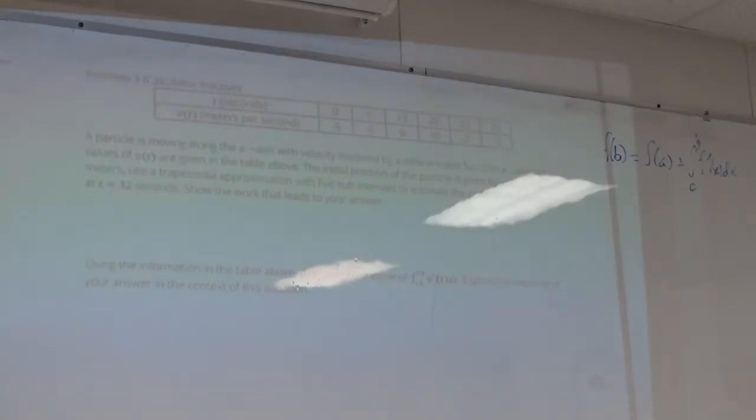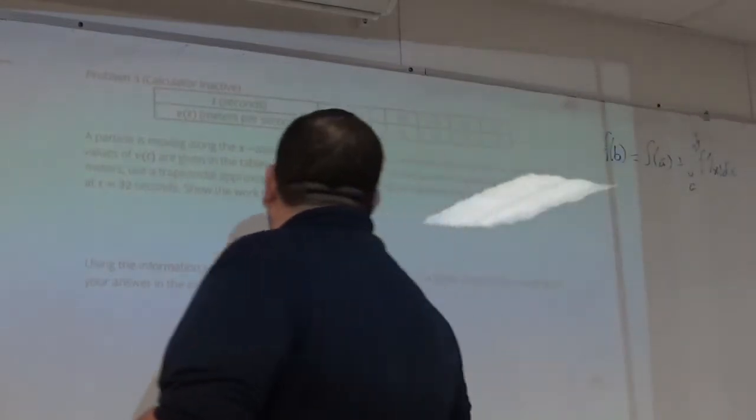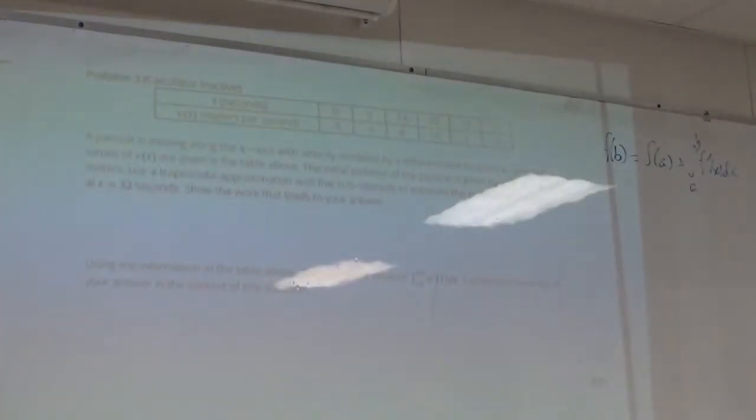Welcome to physics. At no point have I used the phrase, use the fundamental theorem of calculus to figure this out. This absolutely is a fundamental theorem of calculus question. Why?